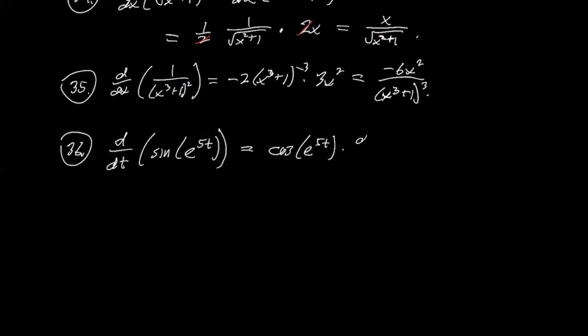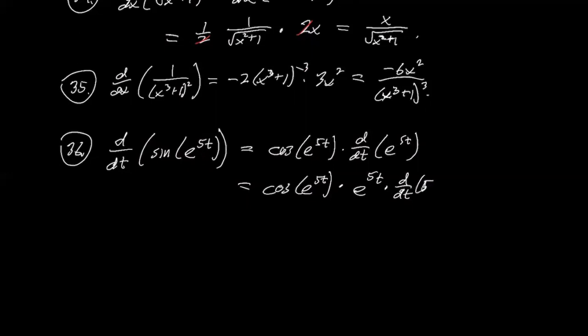which, again, I could write layer by layer if I wanted to be really careful. So that's the first layer differentiated. The next layer differentiated is that we know the derivative of e to the something is just e to the something. But we still have to differentiate the something. We still have to differentiate the 5t.